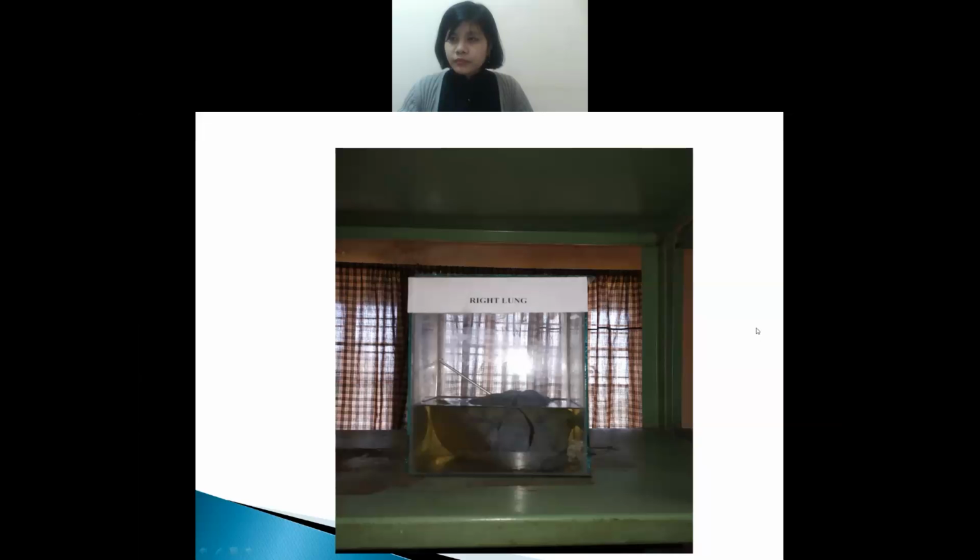Ma'am, ribcage. Yes, rib cage. Good, Jyotishmita. So inside the rib cage, what is there? The lungs are there, and even the heart is also there.